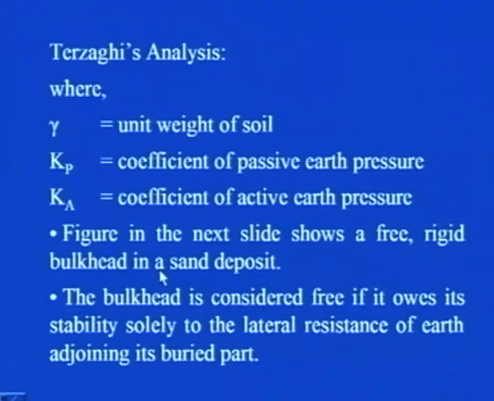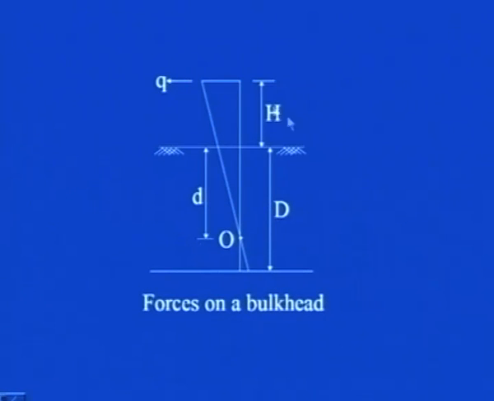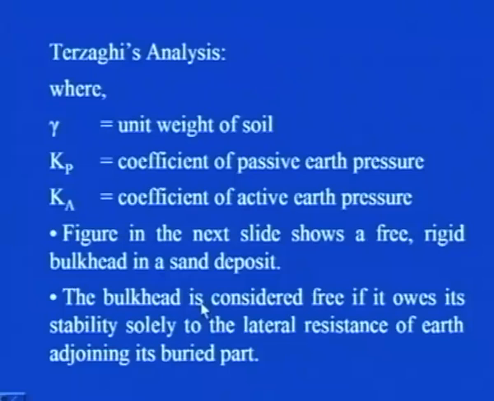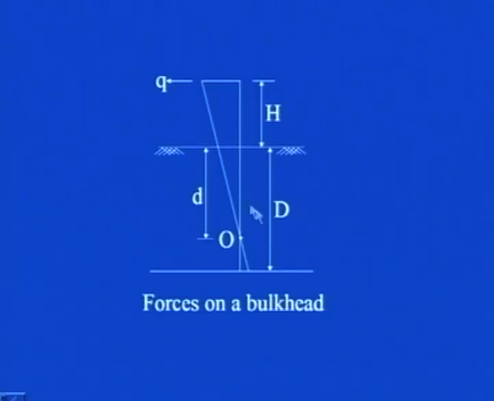Then I am showing you a figure in the next slide, which gives you the schematic diagram of the bulkhead in sand deposit. You can see that it is a kind of bulkhead in the sand deposit. The bulkhead is considered free if it owes its stability solely to the lateral resistance of earth adjoining its buried part. So, here I am assuming that the lateral stability is only due to the soil present in the neighborhood. Under the application of the horizontal load Q, it has a tendency to rotate about a point O above the base of the well.